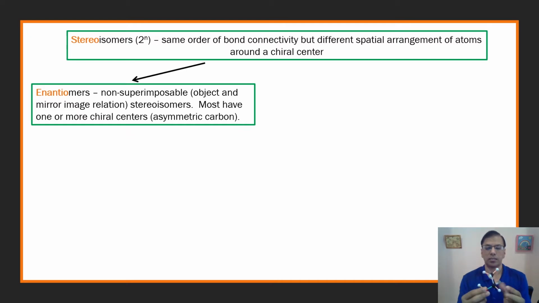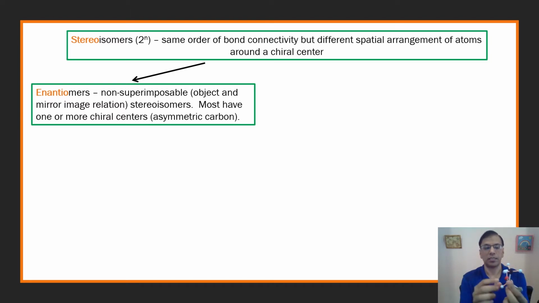Consider the chiral carbon right here in the center. It is chiral because it is attached to 4 different substituents. So this is the methyl substituent. This is the hydroxy group. You have a hydrogen right here, and you have a deuterium right here. So it's attached to 4 different substituents, and hence this carbon atom is chiral. It's called the asymmetric carbon.